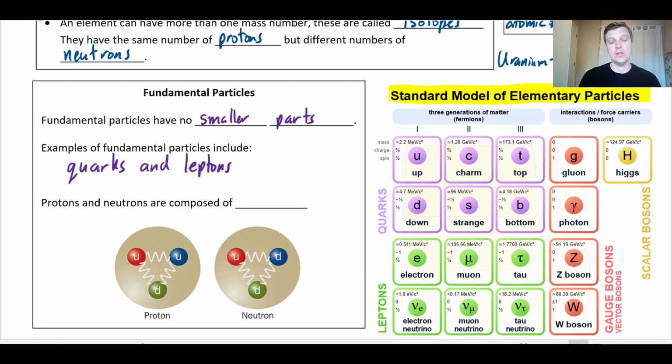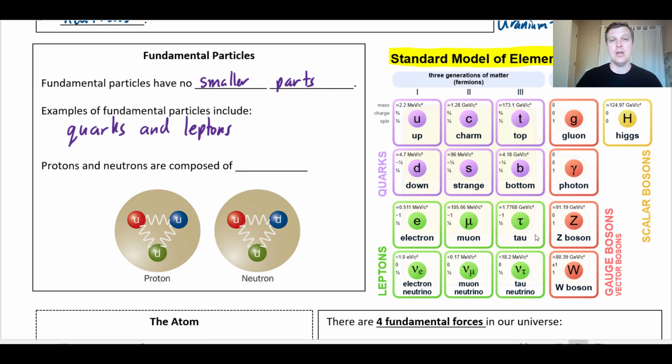Now, when you first look at this standard model, it can be a little bit overwhelming. It is, however, organized in such a way to kind of help you understand a little bit about these particles. Now, you do not need to memorize this. I'm just going to point out a few key highlights about this chart that you hopefully will understand.